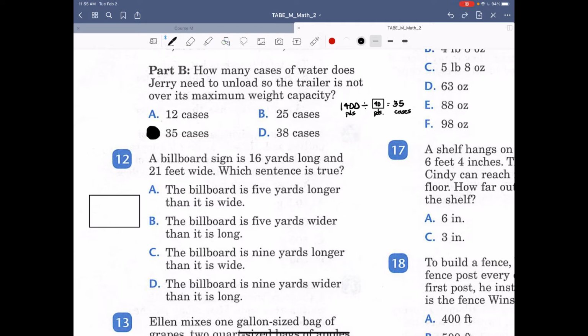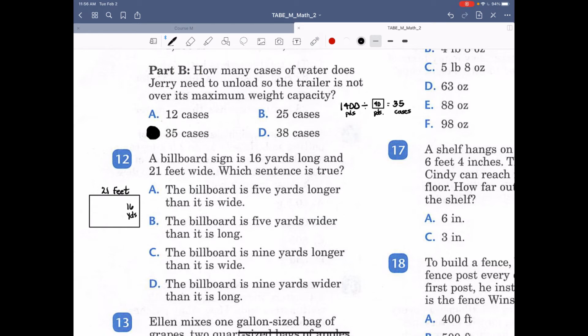Actually, and 21, no, I'm getting it all mixed up. It is 16 yards long. And 21 feet wide.